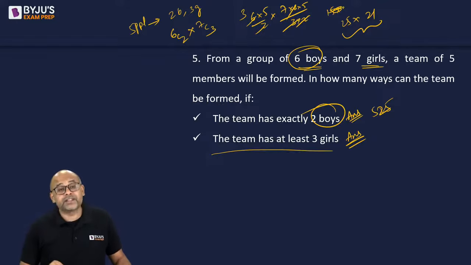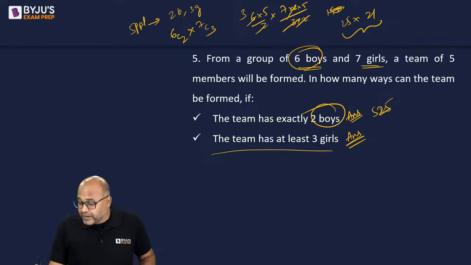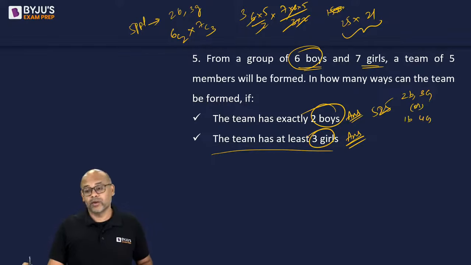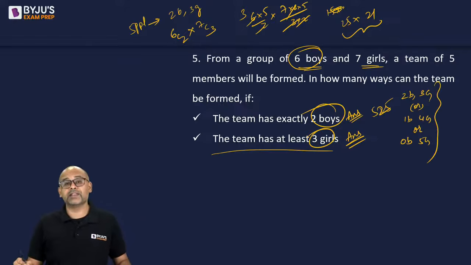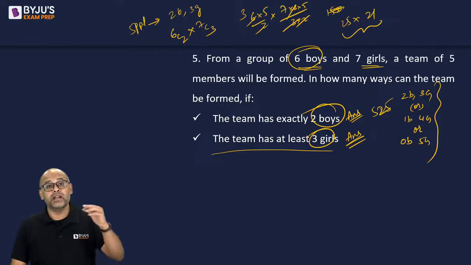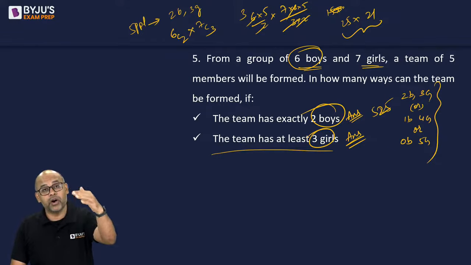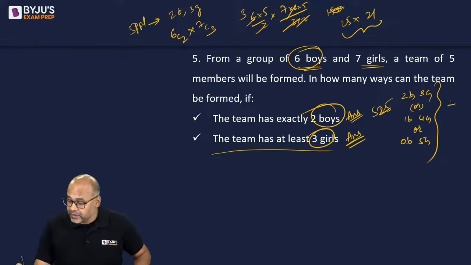The team has at least 3 girls. Now this is where the calculation becomes a little bit tricky. At least 3 girls means you can look at 2 boys, 3 girls, one possibility, or 4 girls, 1 boy, or 5 girls, 0 boys. 3 cases exist now, and it is either or. So or. So it is basically first answer plus second answer plus third answer.